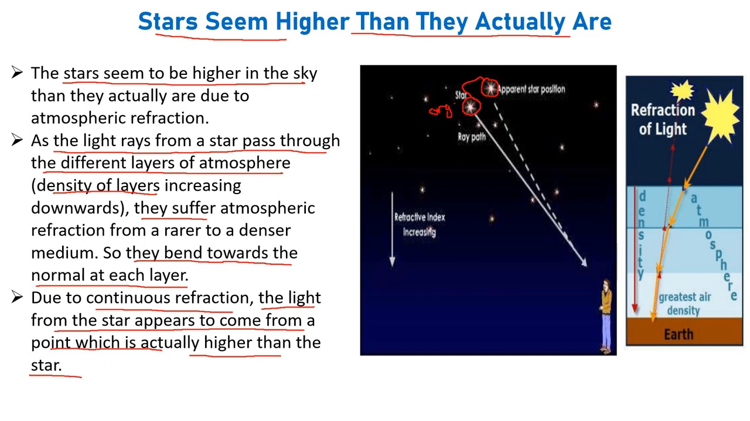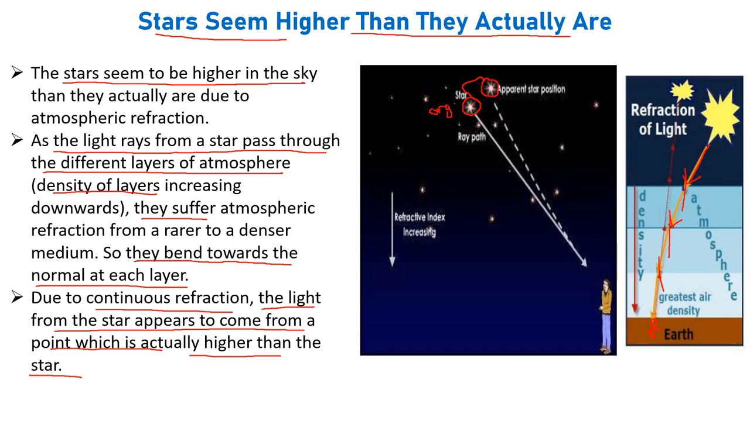So let's discuss this. If you see a star in this diagram, the light is coming from here. It bends towards the normal. If I draw a normal here, it is bending towards the normal. Again it is bending towards the normal, again it is bending towards the normal, and ultimately it reaches the earth. If a person is standing here, the light has bent at every layer of the atmosphere.